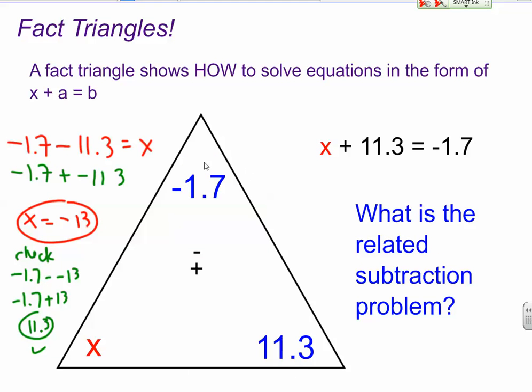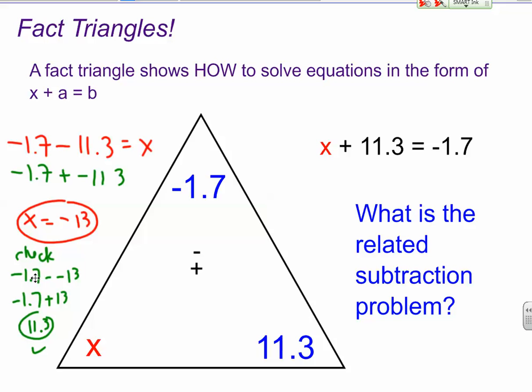And when they're negative, it's the same thing. Negative 1.7 minus 11.3 gives me x. That's the related subtraction problem. And remember, to subtract a number, you add its opposite. So this becomes addition, and I take the opposite of 11.3. So I'm adding a debt to a debt, and I get a bigger debt. So x is negative 13.